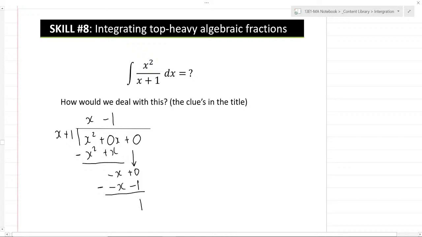Everybody all right with that? Yeah? So, that's pretty much giving me what I want. However, I need to write it in the format that works so I can actually integrate it.